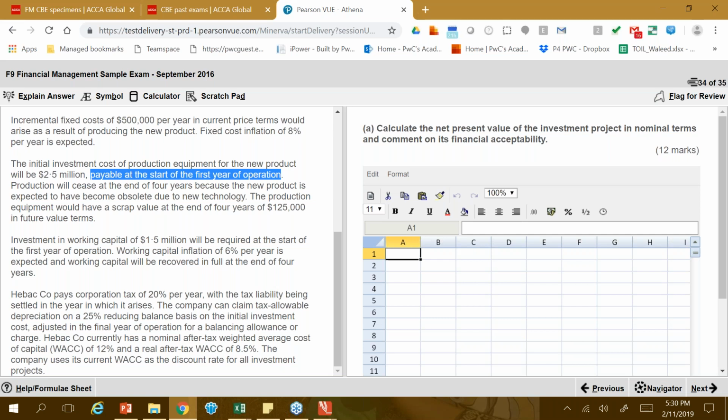Production will cease at the end of 4 years. So production is ceasing at the end of 4 years because the new product is expected to have become obsolete due to new technology. So 4 years is the life of this product. The production equipment would have a scrap value at the end of 4 years of $125,000 in future value terms. So they have given me a future cash flow of $125,000. And again, notice the word here, end of 4 years. That means it is at the end of the fourth year.